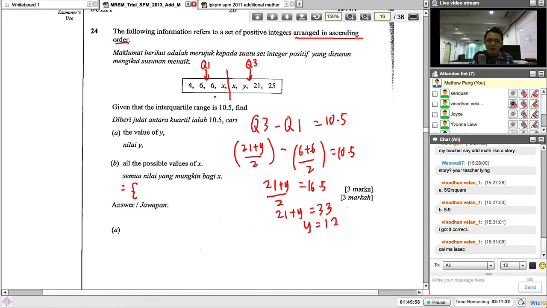Since he already wrote 6, I think x is different from 6. So I think it's from 7, 8, 9, 10, 11. Because it can't be 12, because for 12 you would already write y. So I think this is all the possible values of x. But it seems weird because I never see a question like this. Find all the possible values of x.